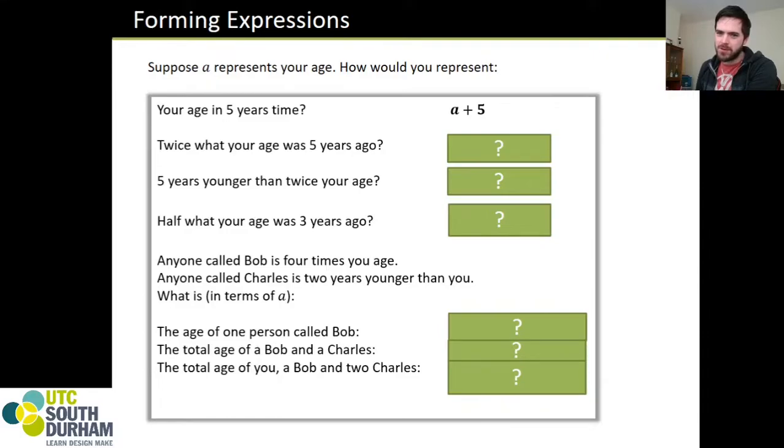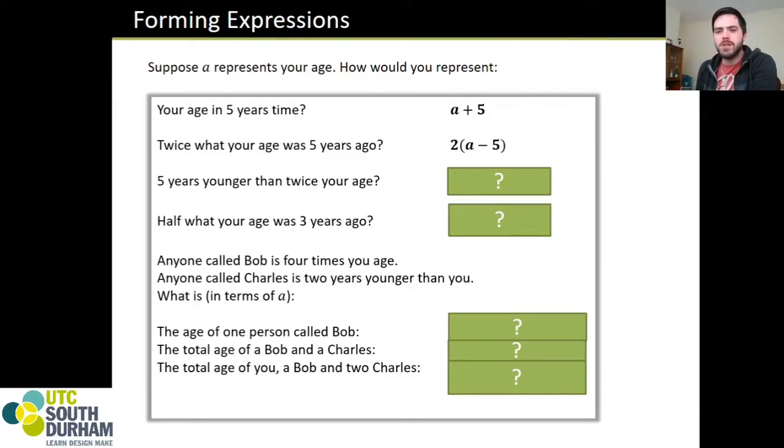Now things get a bit more interesting. What is twice what our age was 5 years ago? Let's just take that back a step. We know that 5 years ago, our age would be A minus 5. Well, why don't we just twice that? 2 lots of A minus 5. And use the brackets, by the way. Make sure that that's succinct. You can say 2A minus 10 if you want to expand the brackets, if you already know how to do that, but 2 lots of A minus 5 is perfectly fine.